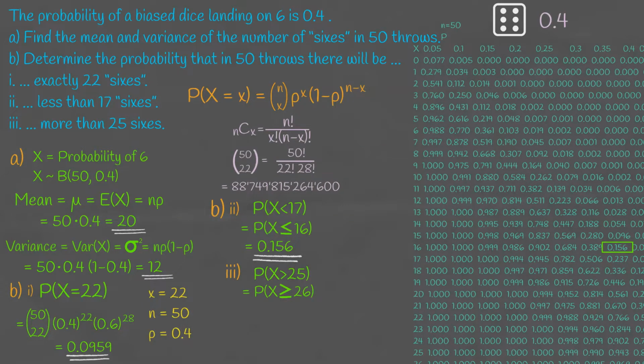And for more than 25 sixes, x is greater than 25 is the same as x being greater than or equal to 26. And because each column adds up to 1, that can also be written as 1 minus the probability of x being less than or equal to 25. And because we can read values of less than or equal to from our tables, we can work out the answer, which is 0.057.